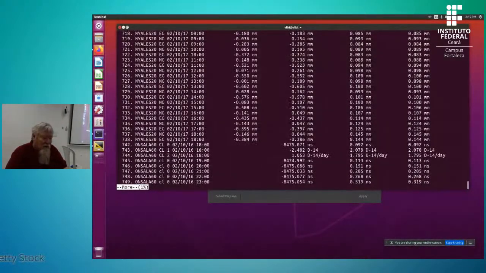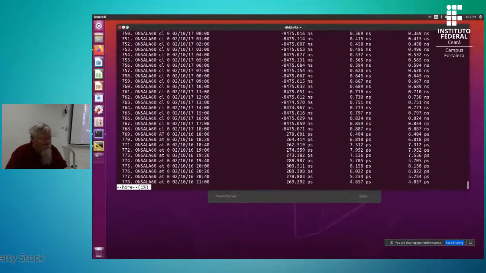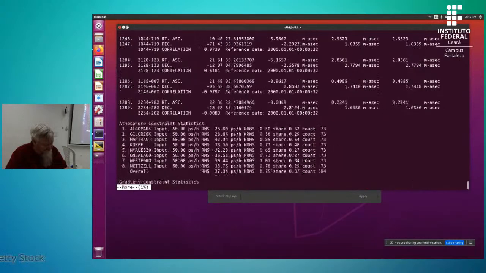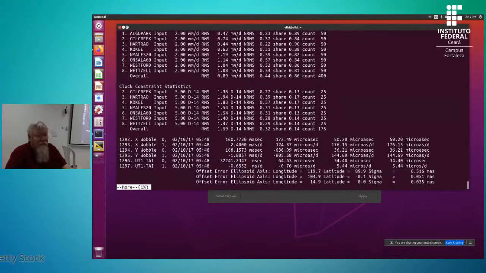So if you look at this thing here, it's giving me more information than I need. It's giving me the gradient information, the clock information, all of these nuisance parameters. And then I have the EOP information. And I have the EOP in terms of X, Y, and UT1. So this is the kind of information you get from a global solution. So that's all I wanted to talk about here.